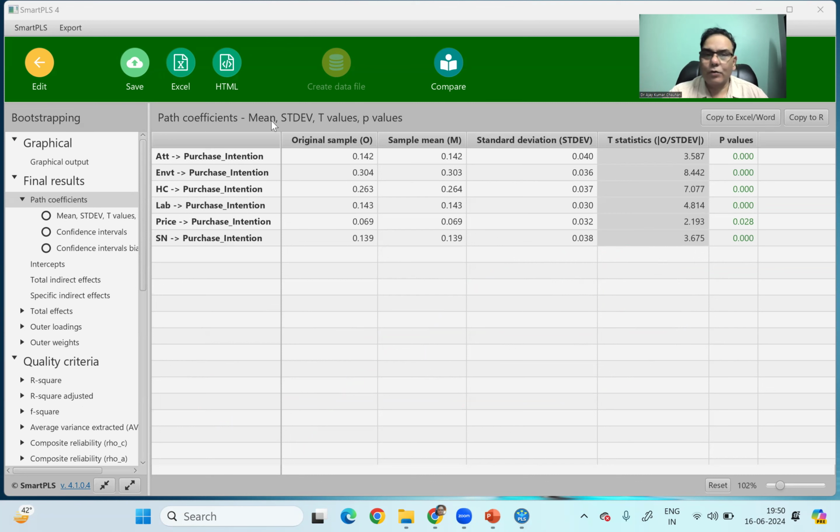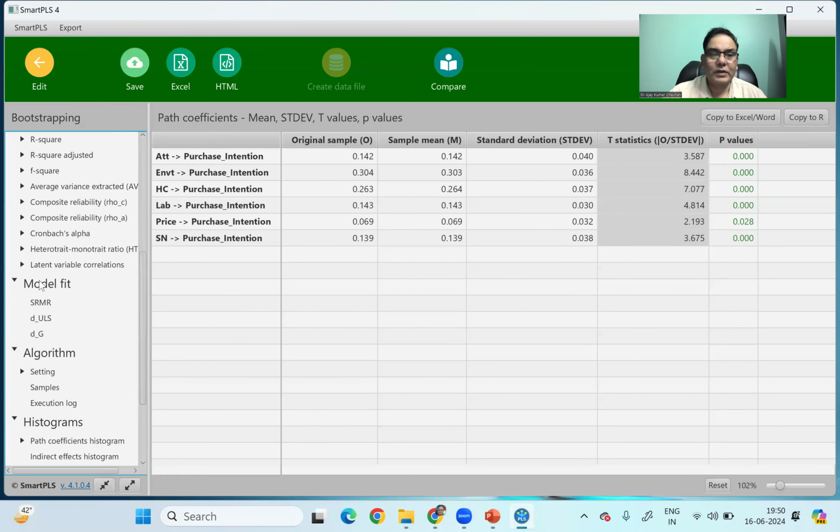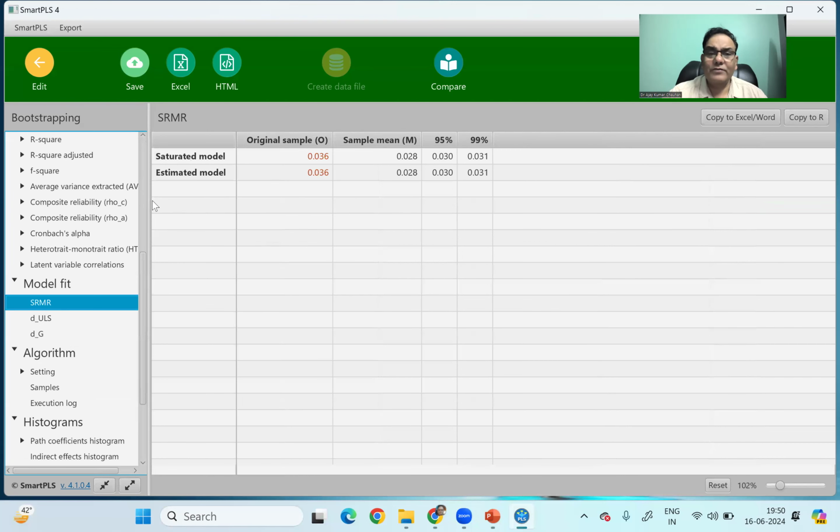Okay. So I hope it is clear up to here. After that, now you have to go for model fitness. So when you go to the model fitness, you have to check the value. Let us see the complete model once.